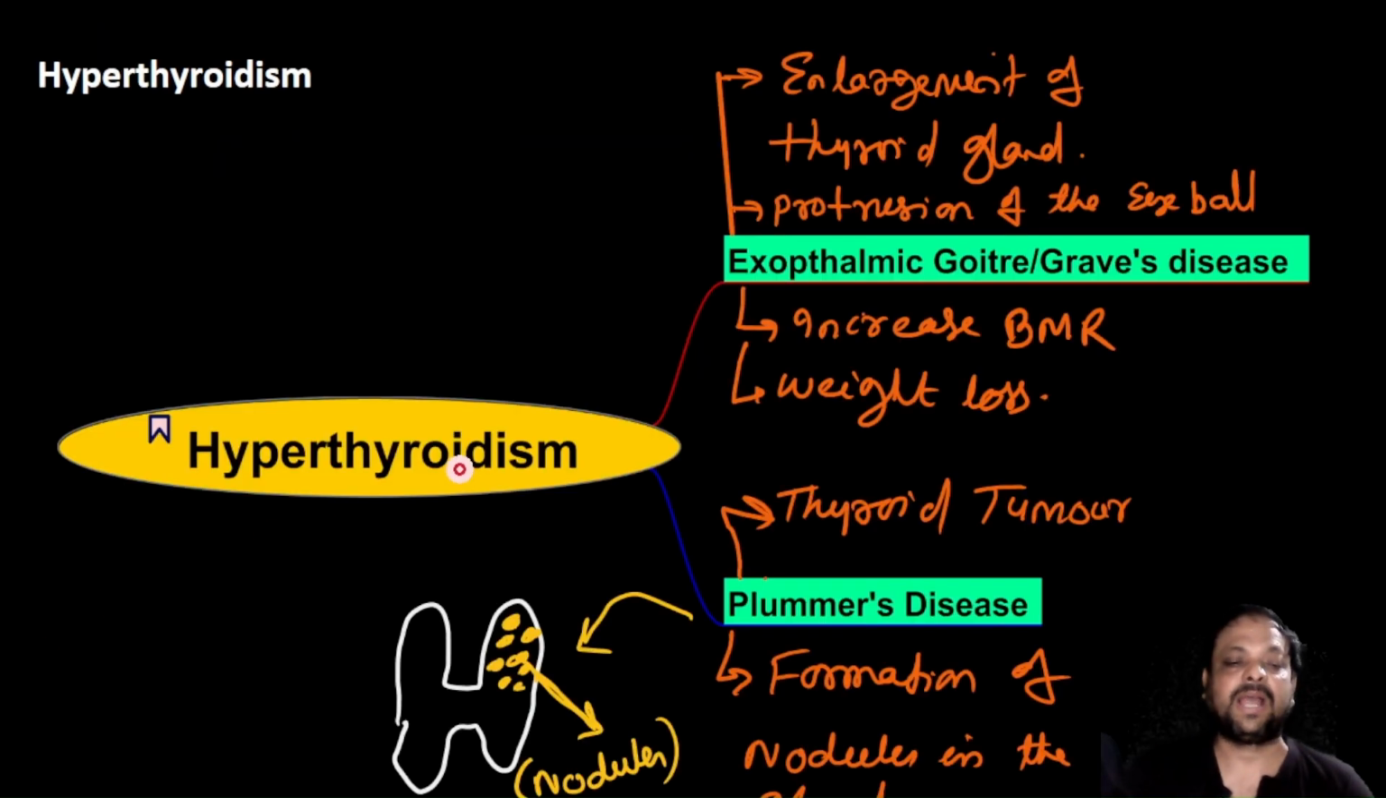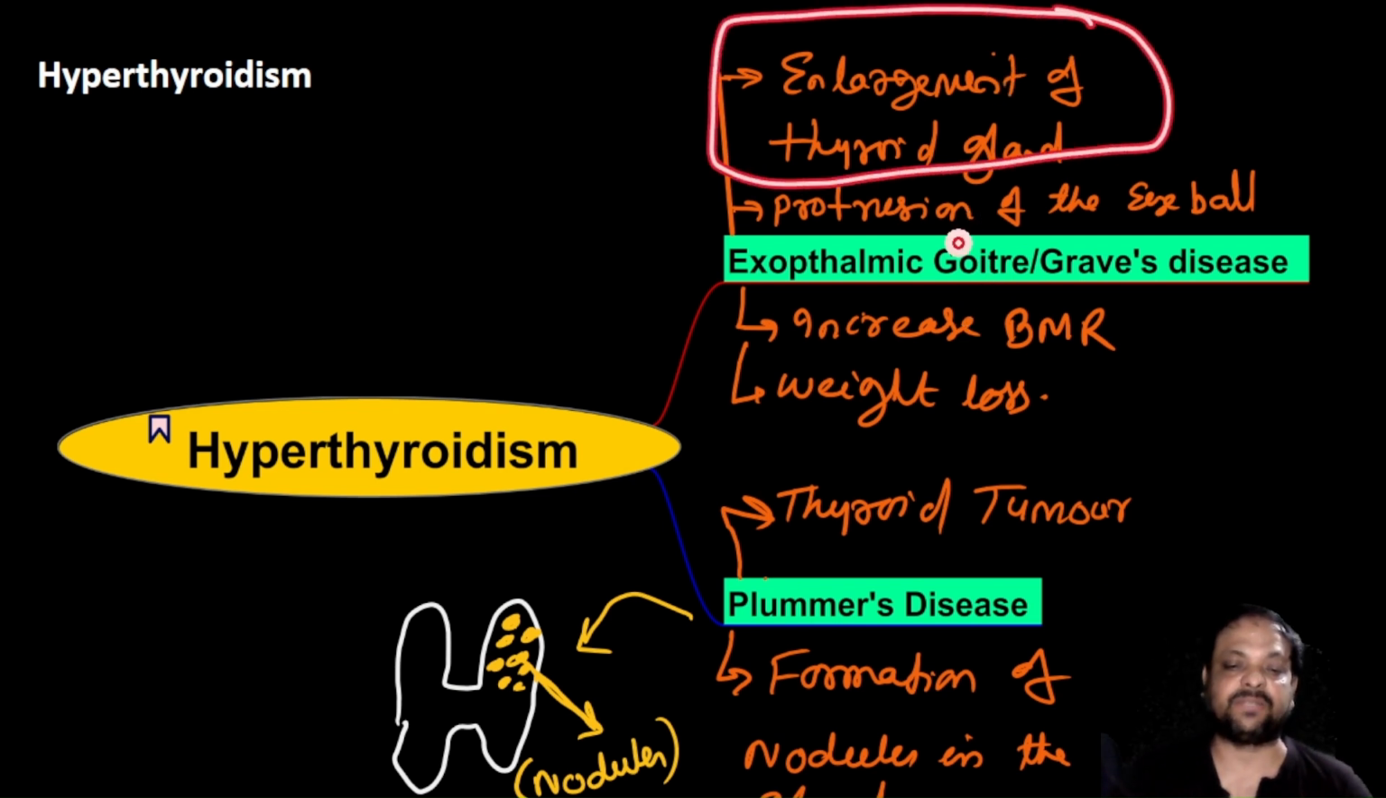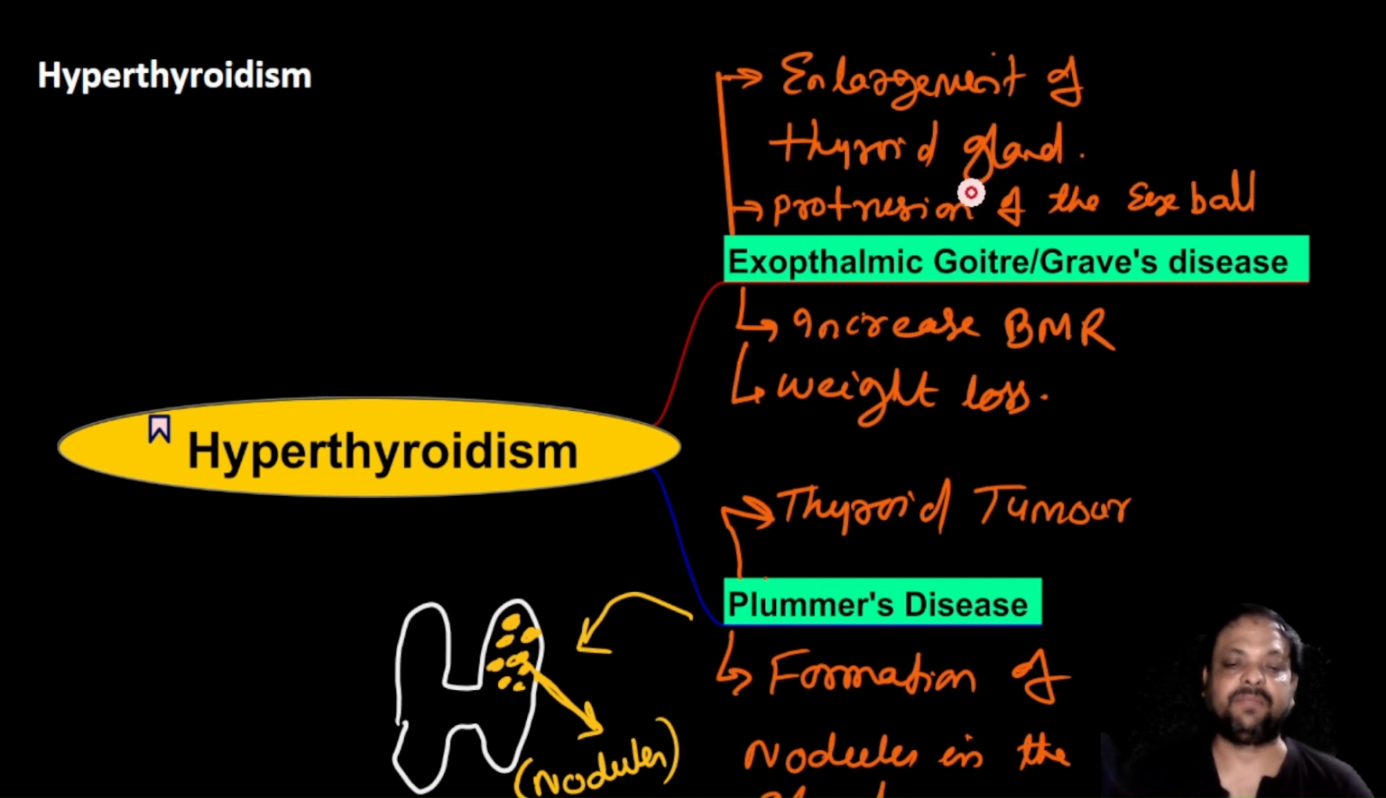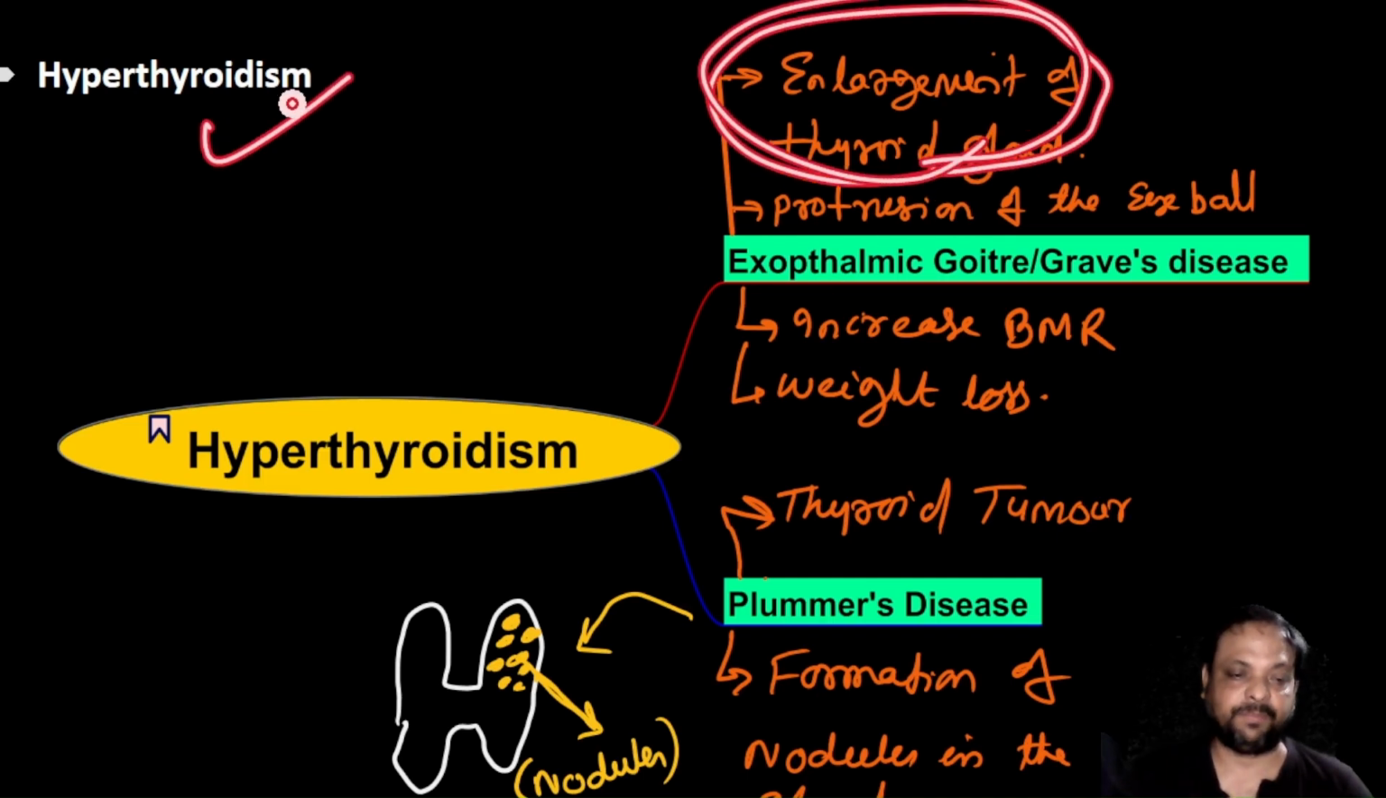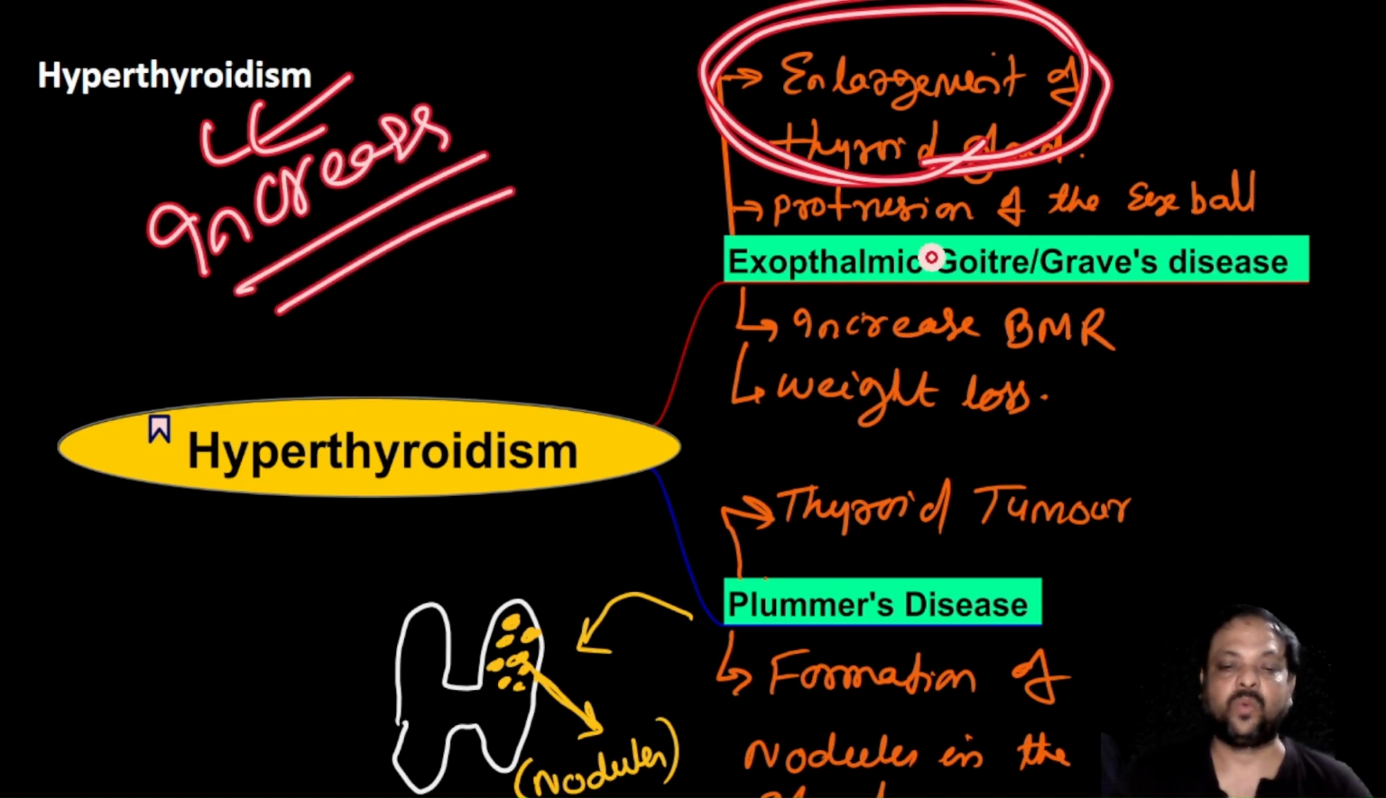Now let's talk about hyperthyroidism. So when we are dealing with hyperthyroidism, this disease is of two types. One is exophthalmic goiter, another one is called Plummer's disease. Exophthalmic goiter means there is an enlargement of the thyroid gland, and when the thyroxine increases in your body, hyper means increase. When it increases, what happens?